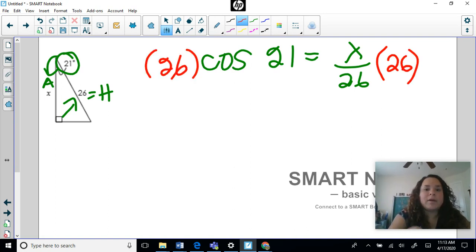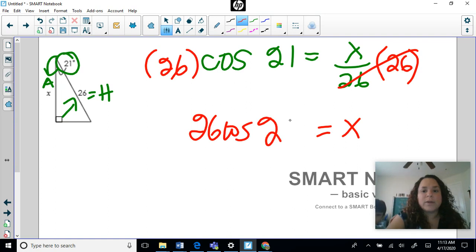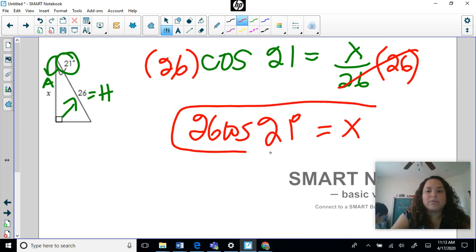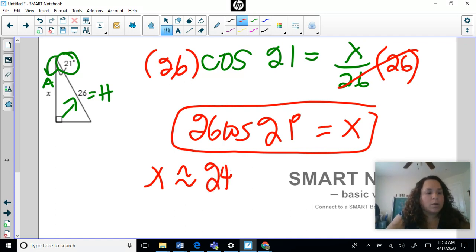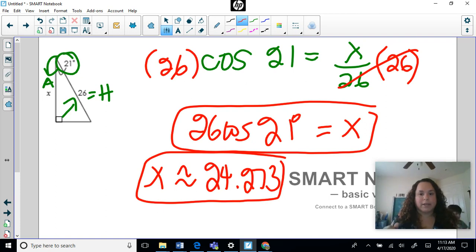Okay. 26s are simplifying to just give you x, and then we get 26 cosine of 21 equal to x. So x, if you don't have a calculator, the actual answer would be 26 cosine of 21. Or if you do have a calculator, you can go ahead and find the actual answer, which will be x is 24.273 will be the approximate answer.